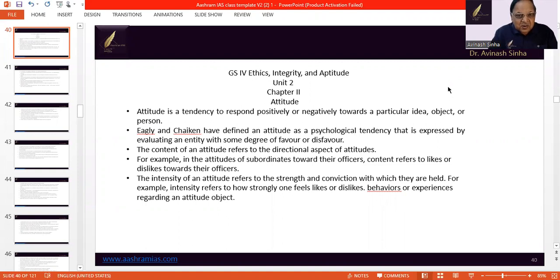Welcome to GS4 Ethics, Integrity and Aptitude, Unit 2, Chapter 2, Attitude. Attitude is a tendency to respond positively or negatively towards a particular idea, some object, or some person. Eagly and Chaikin have defined an attitude as a psychological tendency that is expressed by evaluating an entity with some degree of favor or disfavor. It is in this way that Eagly and Chaikin have defined attitude.